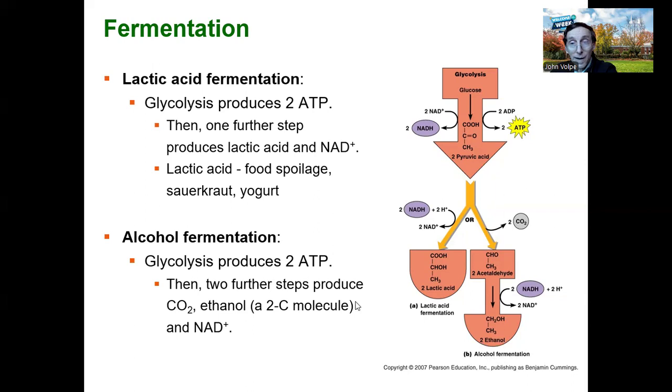So these 2 reactions you kind of need to know. The ethanol is a 2-carbon molecule. Pyruvic acid is a 3-carbon molecule. So CO2 has to come off when you're making alcoholic fermentation. And that's actually how beer gets its fizz, from the generation of CO2.